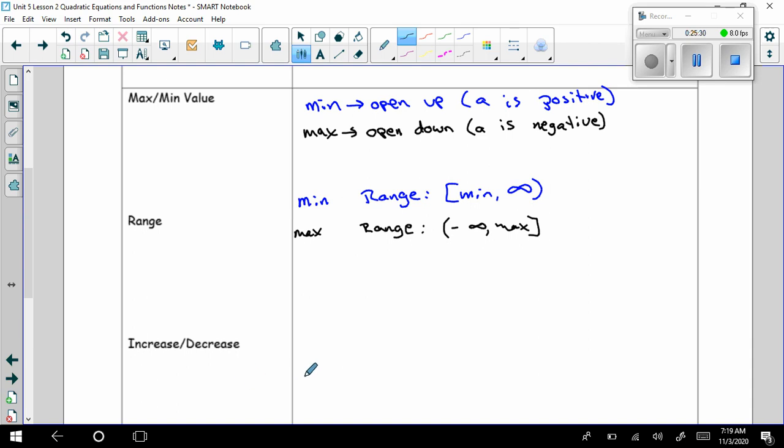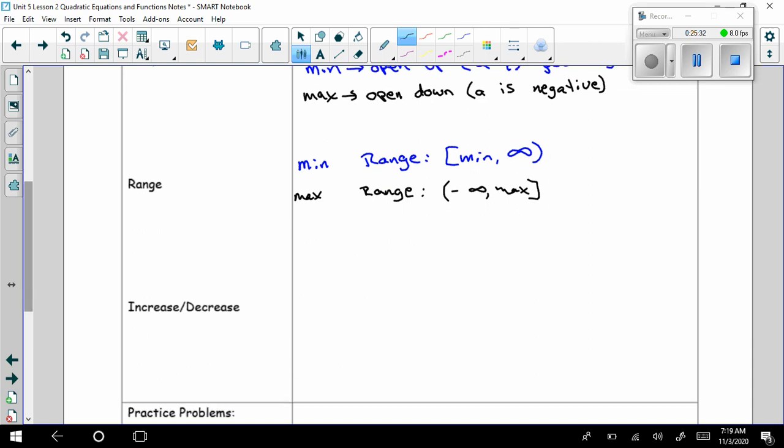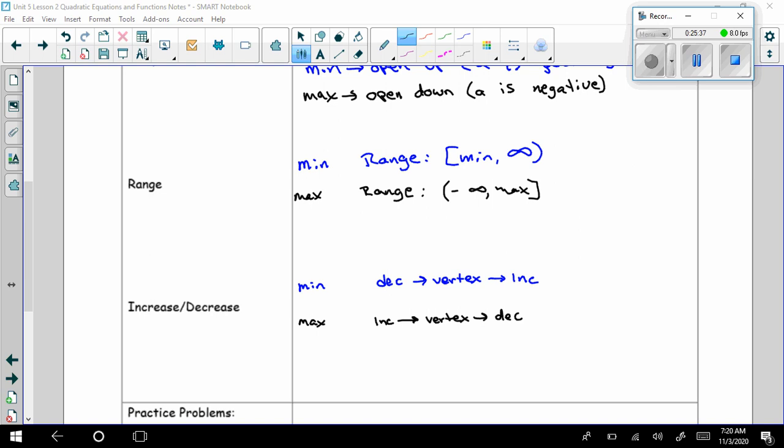Okay. Same thing with increasing and decreasing. It depends on which direction it's open. If you have a minimum, it's going to decrease into the vertex and then increase out of it. If you have a maximum, it will increase into the vertex and then decrease out of it. Remember that we use x values and parentheses to notate.